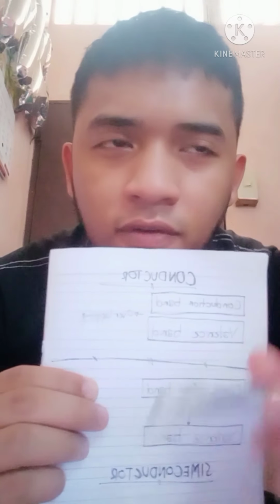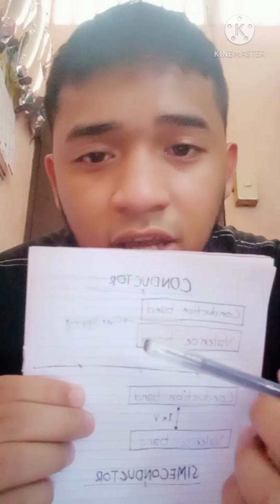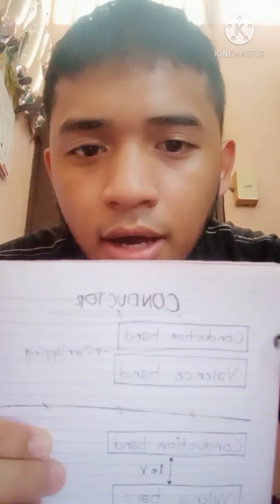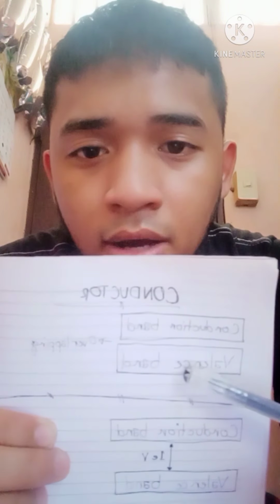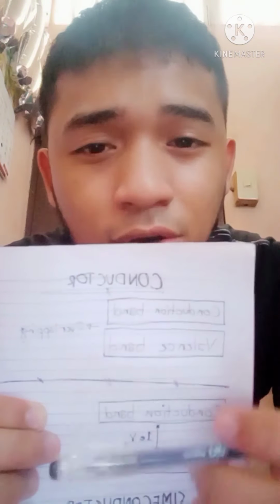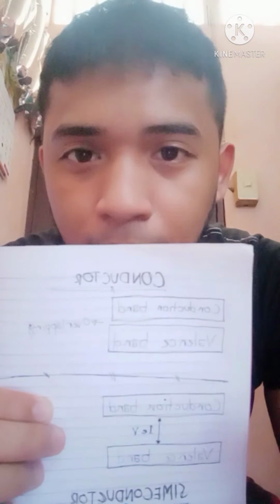Okay, number 3, we have to sketch the energy gap of conductors, semiconductors, and insulators. So first we have conductor. This is the sketch of conductor. As you can see, the conduction and valence bands are overlapping. It means that there is no gap, or it has zero gap.